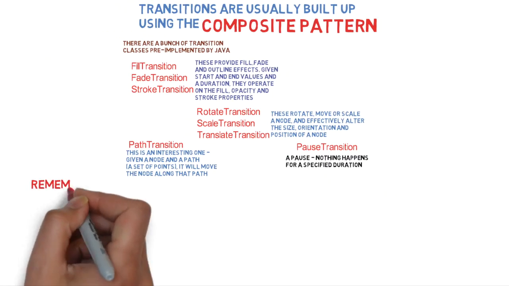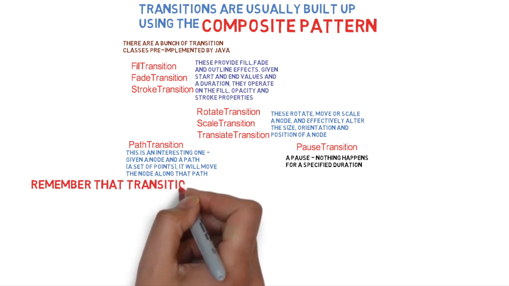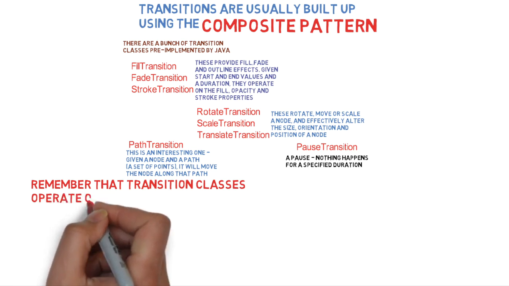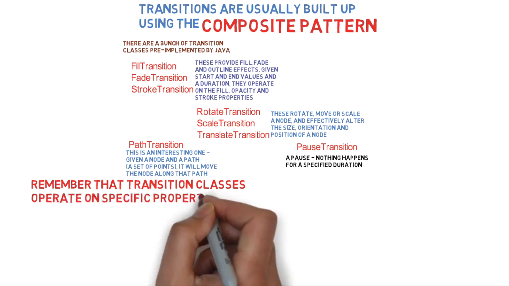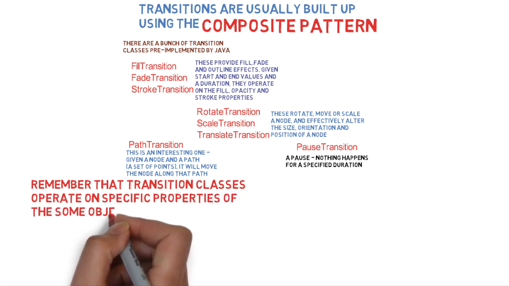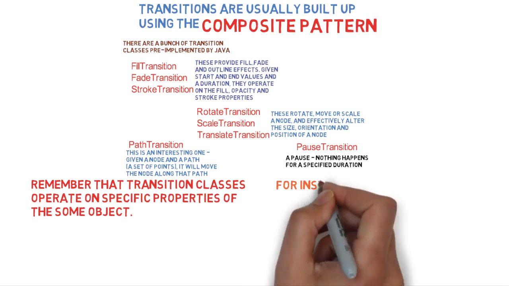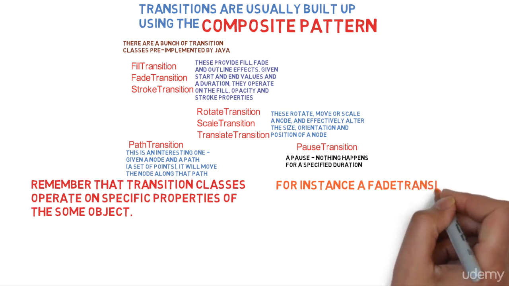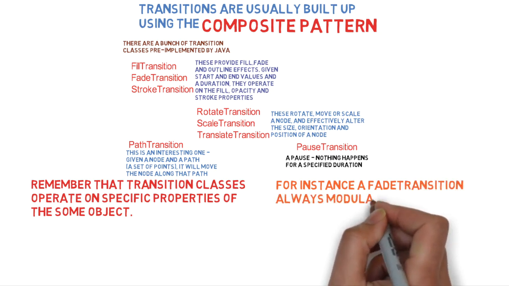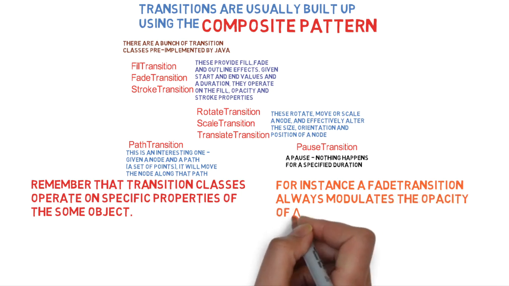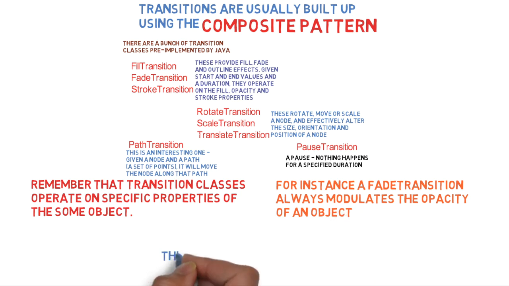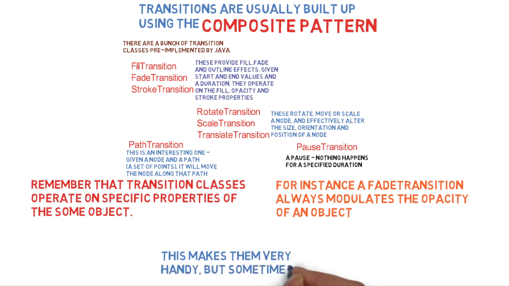Now, it's important to remember here that transition classes operate on specific properties of some object. If you look at all the examples that we just saw, they take one property and operate on that to change its value from some start to the end. If you take the fade transition as an example, it always modulates the opacity of an object. So you give the start opacity at which the object starts and the end, and for the duration of the transition, it changes the opacity from start to end. This is awesome, right? It's a great way, a great logical unit. It's very handy, but sometimes a little bit constraining. Because if you think about animations, they are not always this simple. You want to be able to build up to more complicated effects. So how do you do that?